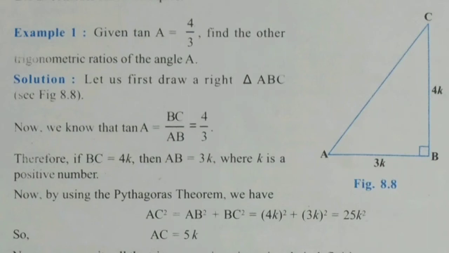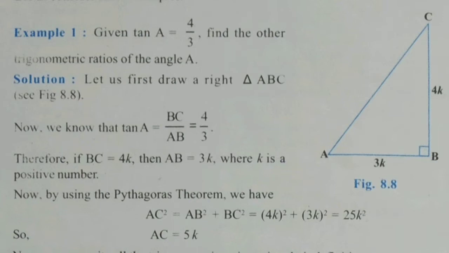In this example, one of the six trigonometric ratios has been given to us and we are asked to find out the remaining five. Let's first draw a right triangle ABC. Now we know that tan of A is equal to BC upon AB, which is equal to 4 upon 3 as given. Therefore, if BC is equal to 4K, then AB will be 3K, where K is a positive number.